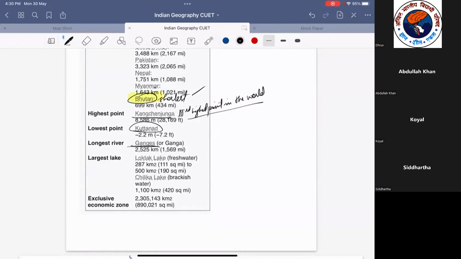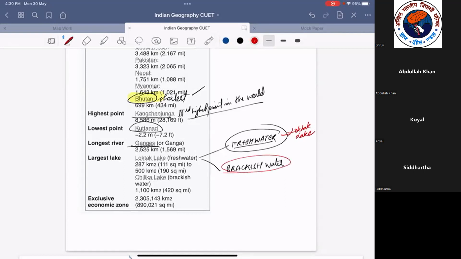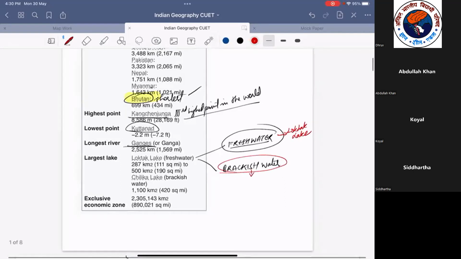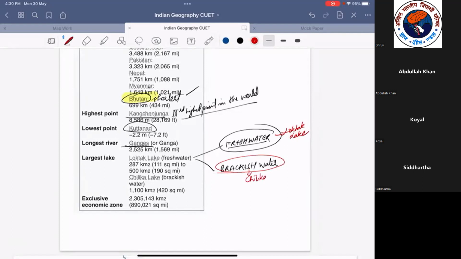Largest lake: talking about lakes, there are two types of lake, freshwater and brackish water, or you can say saltish water. If you are asking about the largest lake in the freshwater category, it is Loktak Lake. And the largest lake in brackish water is Chilka Lake in Odisha.